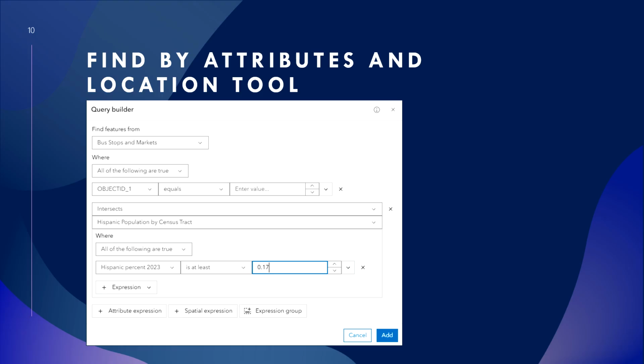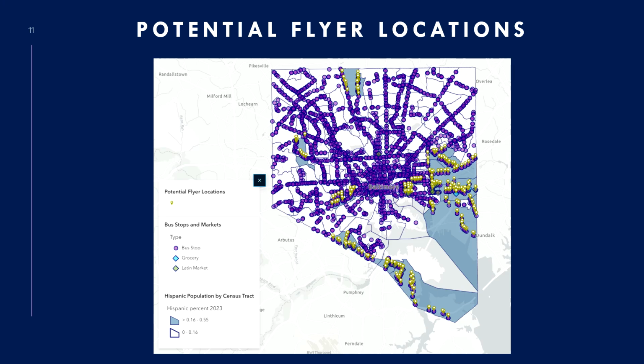I then used the Find Attributes and Location tool in order to select the bus stops and markets that intersected with the census tracts where the Hispanic percentage was at least 17%. And that yielded a new layer. This layer has the underlying census tracts, the ones in light blue are the ones that are 17% or higher. The purple dots here represent all the different bus stops throughout Baltimore.